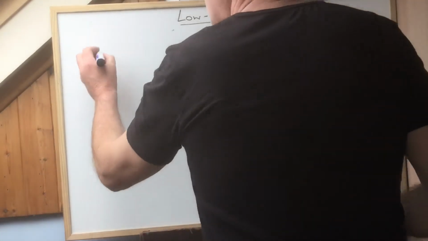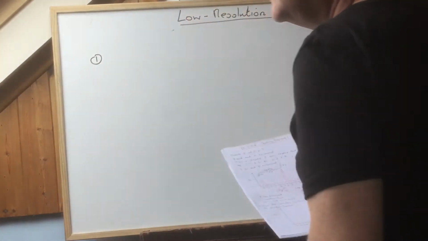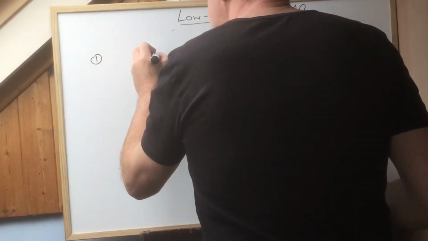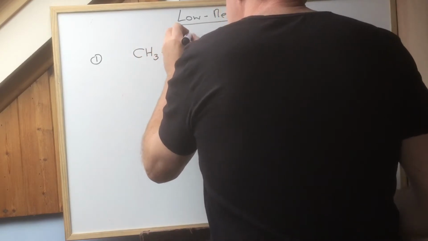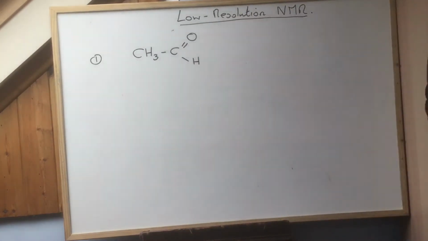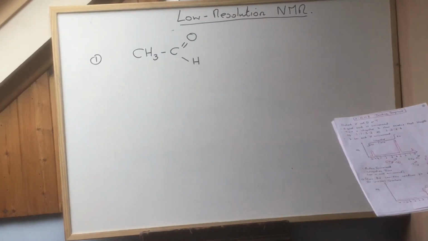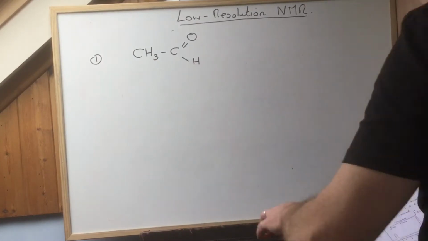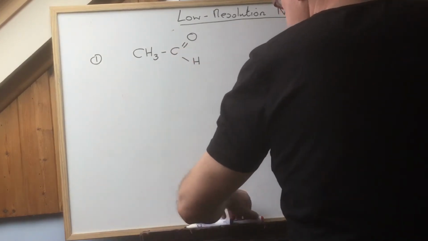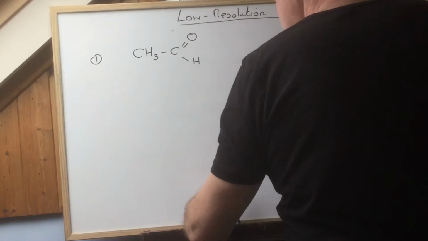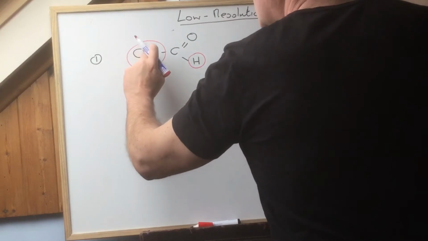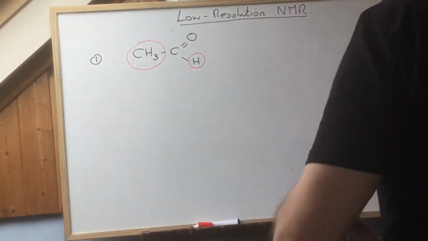So let's take, for example, first example of a low resolution spectrum. Let's take this: CH3, C double bond O, H. Right, first thing to think of is what environments are there in that molecule. Now I urge you to do this, okay? So what environments are there? You've got one proton in that environment and you've got 3 protons in that environment. Simple as that, all agreed on that.